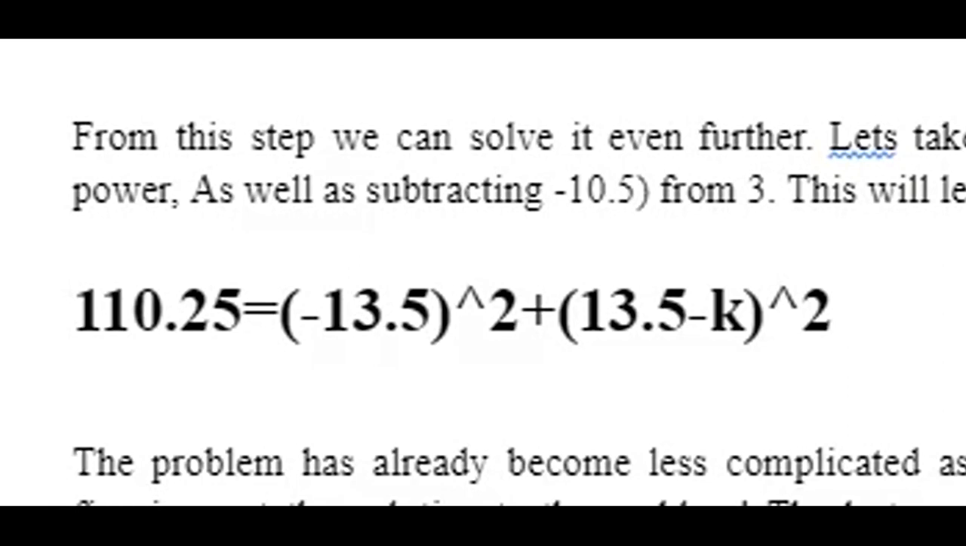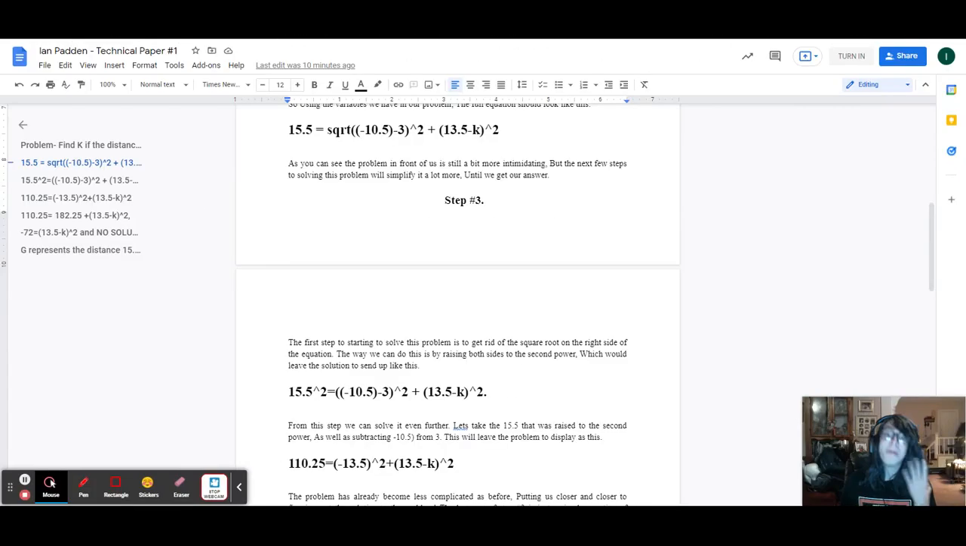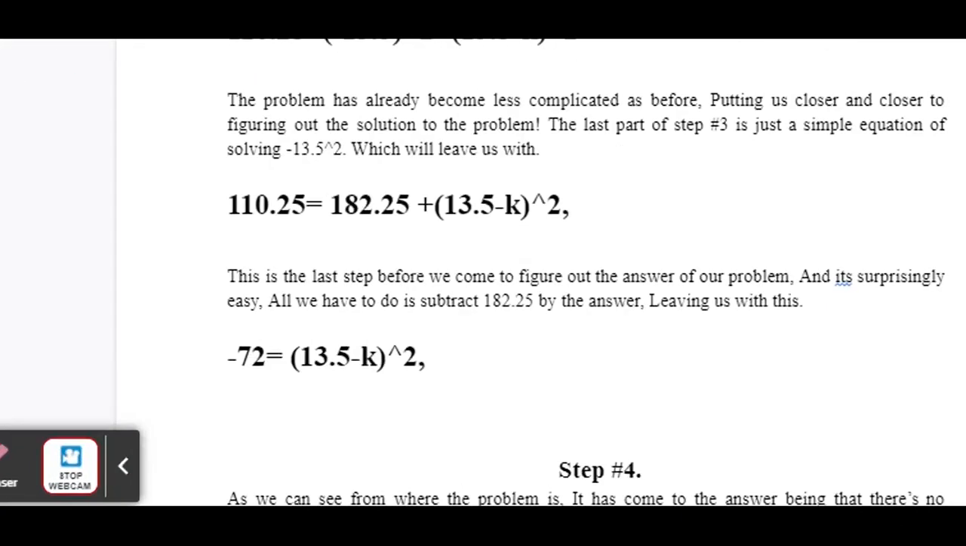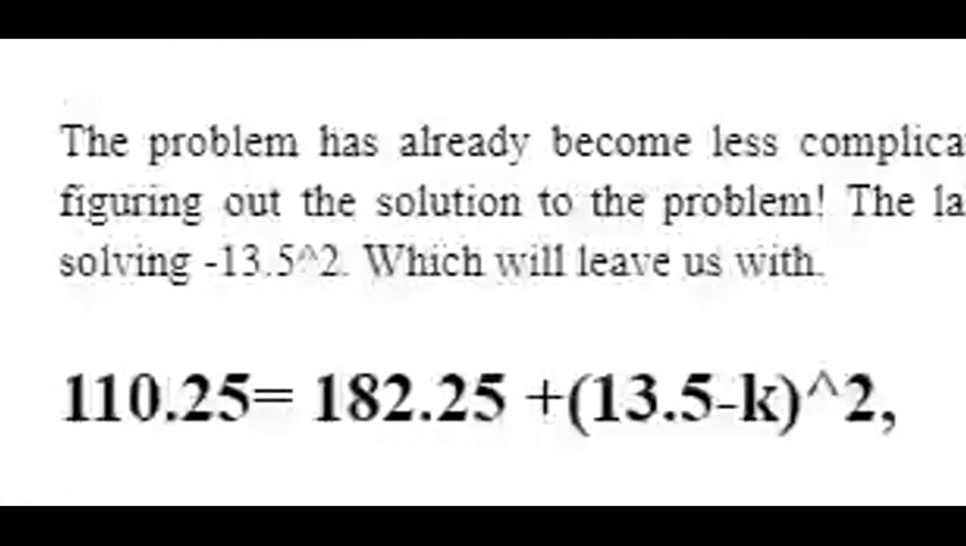110.25 is equal to negative 13.5 raised to the second power, plus (13.5 minus k) raised to the second power. As we can see here from where we started before, this problem has become a lot less complicated, which is a really good thing. From here, all we're going to do is solve the negative 13.5 raised to the second power, which brings us to this. 110.25 is equal to 182.25 plus (13.5 minus k) raised to the second power.